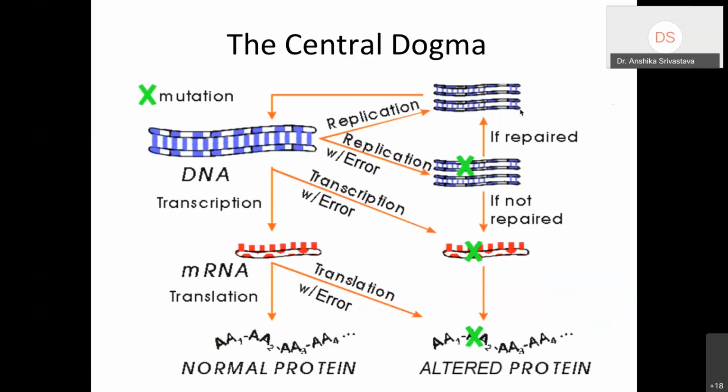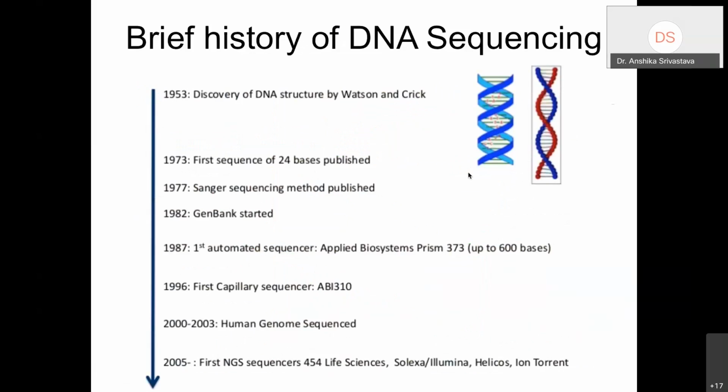But we are not yet there. So we'll start with how, if you have this mutated copy, you're going to know what is the mutation, what nucleotide is mutated, or how you can characterize the mutation. So before going on to understand how you're going to characterize the mutation, let's discuss the brief history of DNA sequencing.